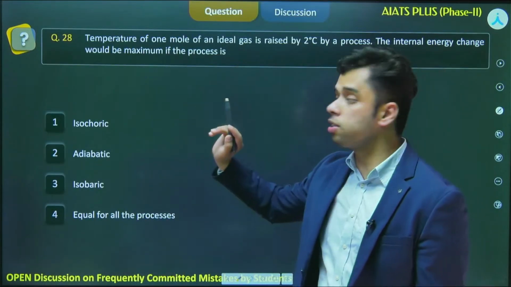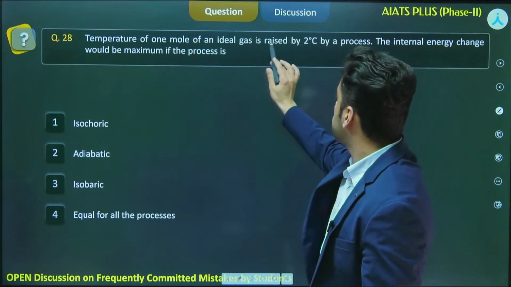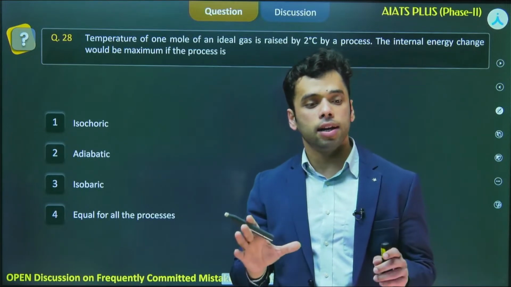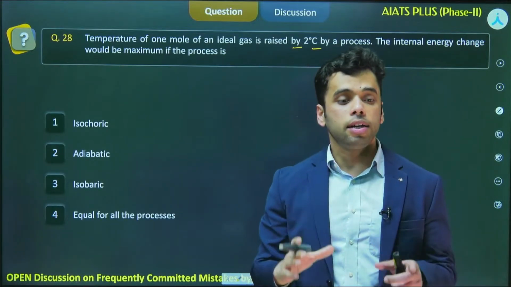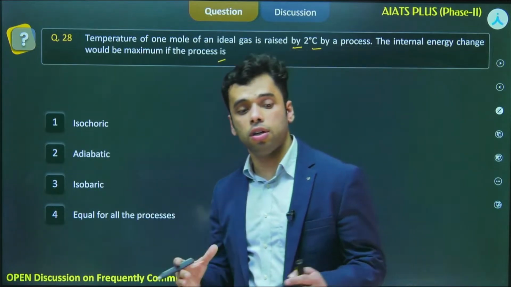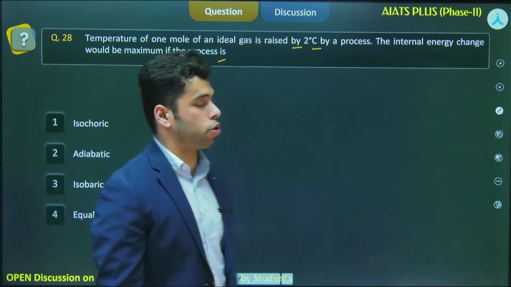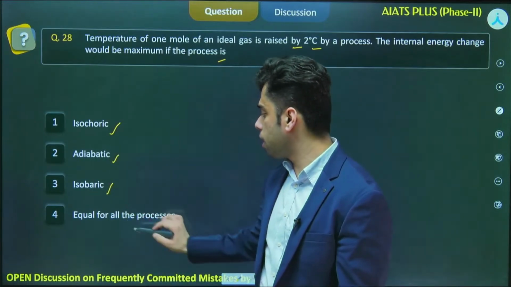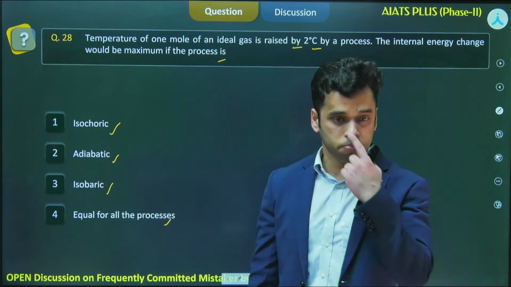Problem 28 of the original paper says that the temperature of 1 mole of an ideal gas is raised by 2 degrees Celsius by a process. The internal energy would be maximum if the process is. So we need to tell for which process the internal energy would be maximum: isochoric, adiabatic, isobaric, or equal for all the processes. Fourth one is a very interesting option, equal for all the processes.